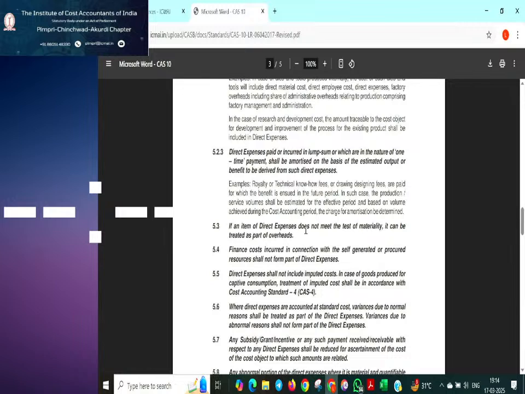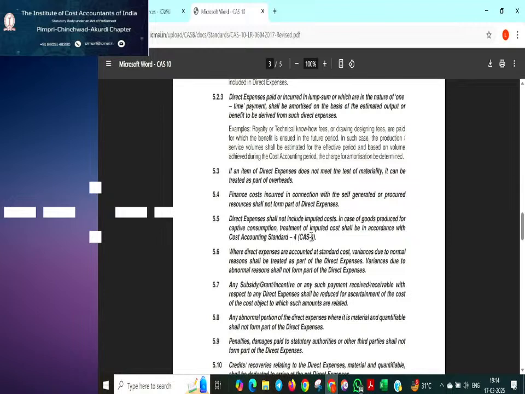If an item of direct expenses does not meet the test of materiality, if it is not material, but at the same time you cannot exclude it, so where do you put it? You put it under overheads. Finance cost, always it is excluded from direct expenses and it is shown separately.